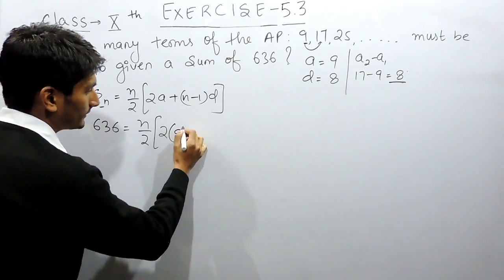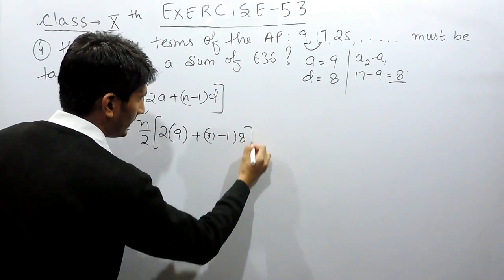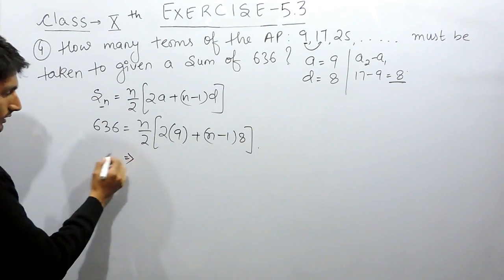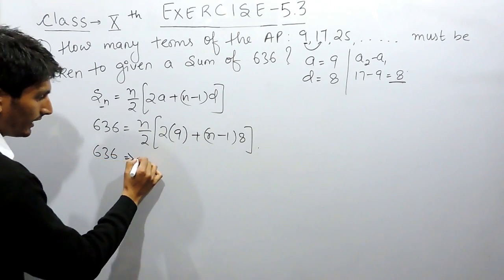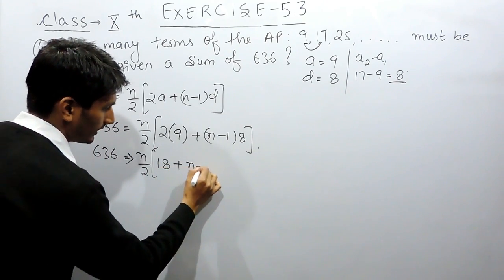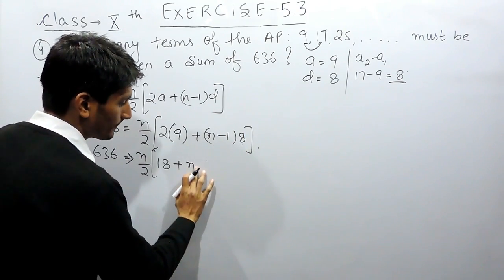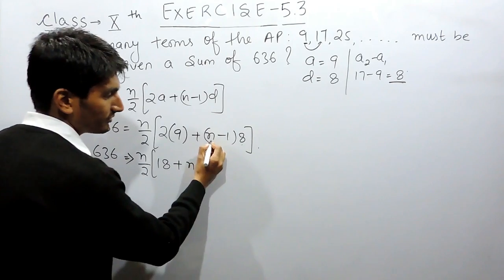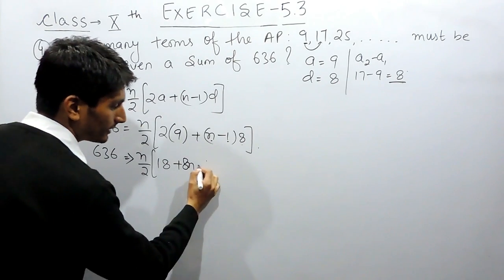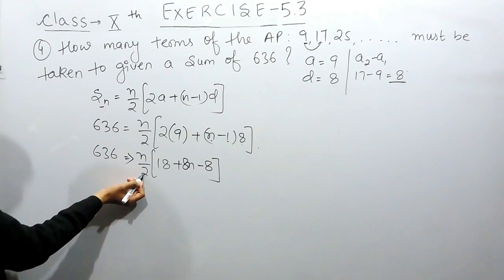Now the first term is 9 and the common difference here is 8. Now this can be solved. 636, and this is n upon 2, times 18 plus n minus 1, times 8. Now if I want to open this bracket, I have to multiply 8 with both the terms, with n as well as with 1. So 8 multiplied by n will give 8n, and 8 multiplied by minus 1 will give minus 8. Now I can cross multiply this.